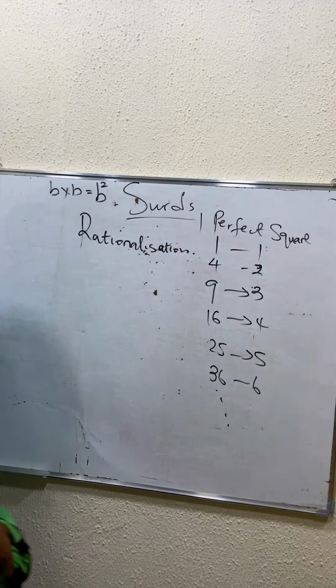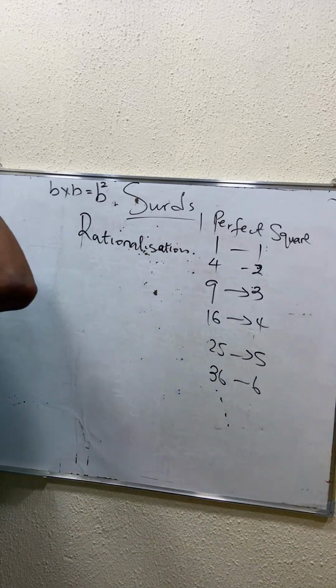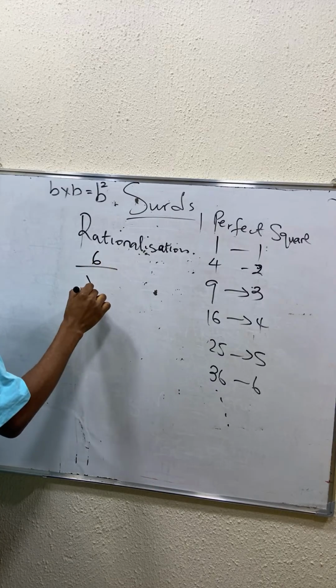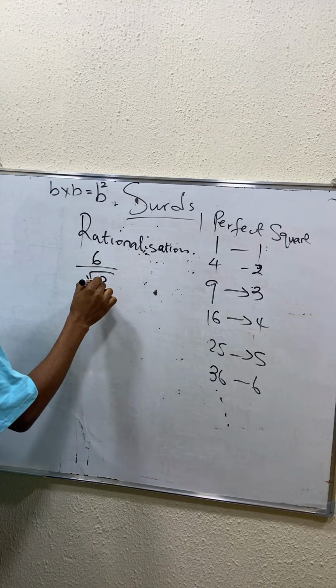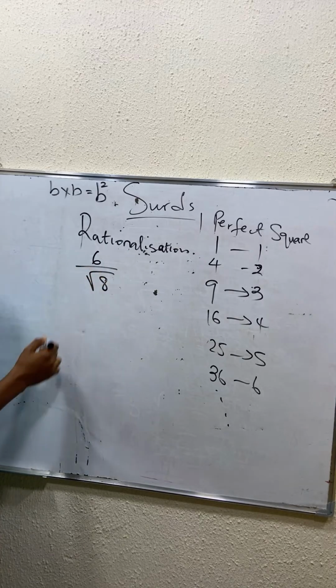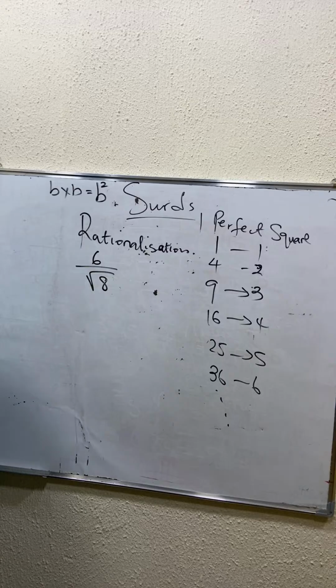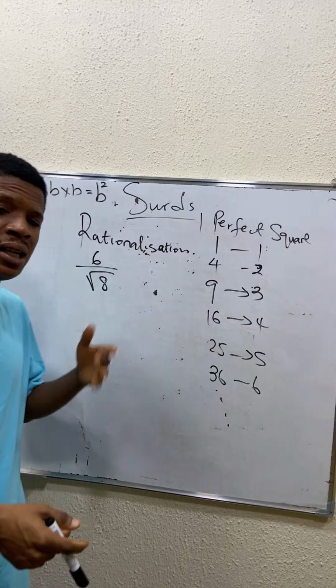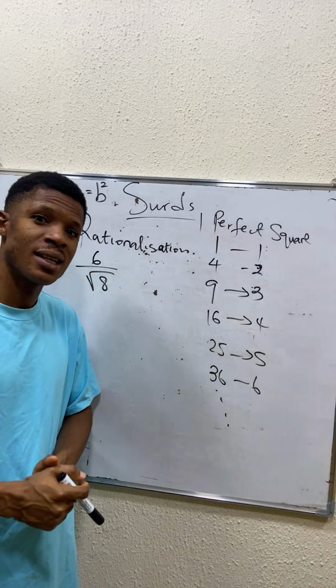So let's look at the next one. Let's say we are told to do 6 over root 8. We'll still do some simplification. If you think you can solve this, be solving it, and drop the answer in the comments.